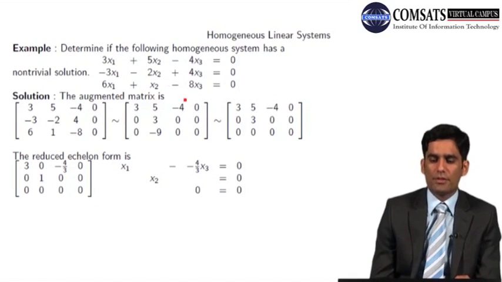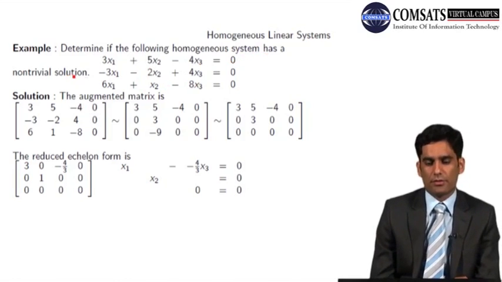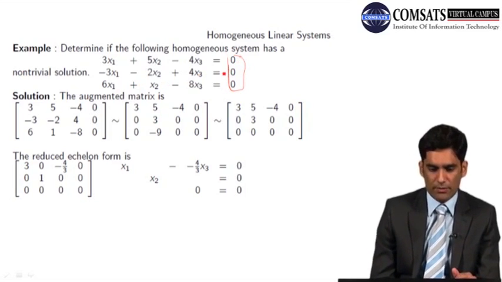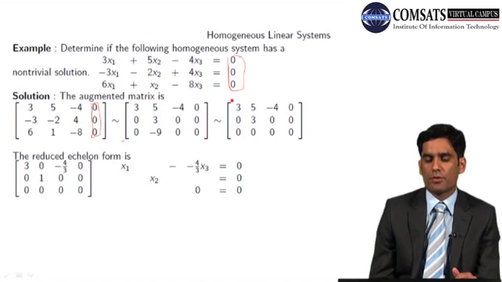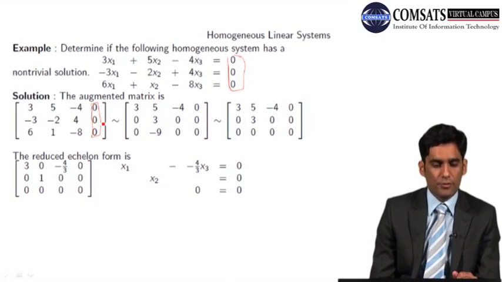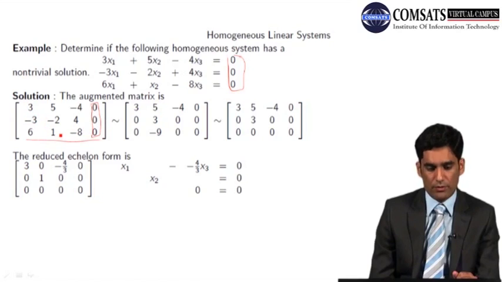Determine if the following homogeneous system has a non-trivial solution. You are given a homogeneous system whose right hand side is 0, and we have to check whether this system has a non-zero solution or not. So we will write down the augmented matrix. Of course, the rightmost column of the augmented matrix will consist of 0, 0, 0, which correspond to the B. And here for the homogeneous system we have 0, 0, 0. And of course we will try to reduce this augmented matrix into the echelon form or reduced echelon form for getting the system.